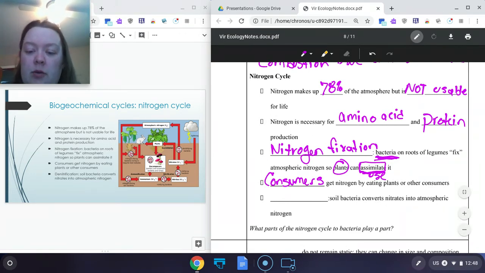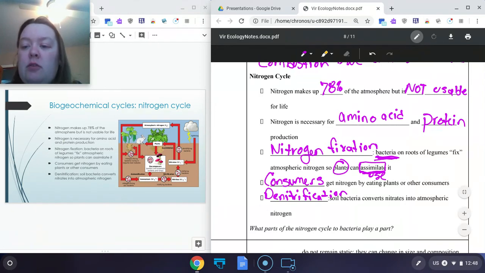The last process we're going to talk about in the nitrogen cycle is called denitrification. And this is where the bacteria in the soil again convert nitrates back into atmospheric nitrogen. So in order for this to actually be a cycle, we have to be able to take it from the atmosphere, put it in the ground, but then again, we also have to be able to take it from the ground and put it in the atmosphere, and therefore then it is a cycle. So putting it back into the atmosphere is called denitrification.